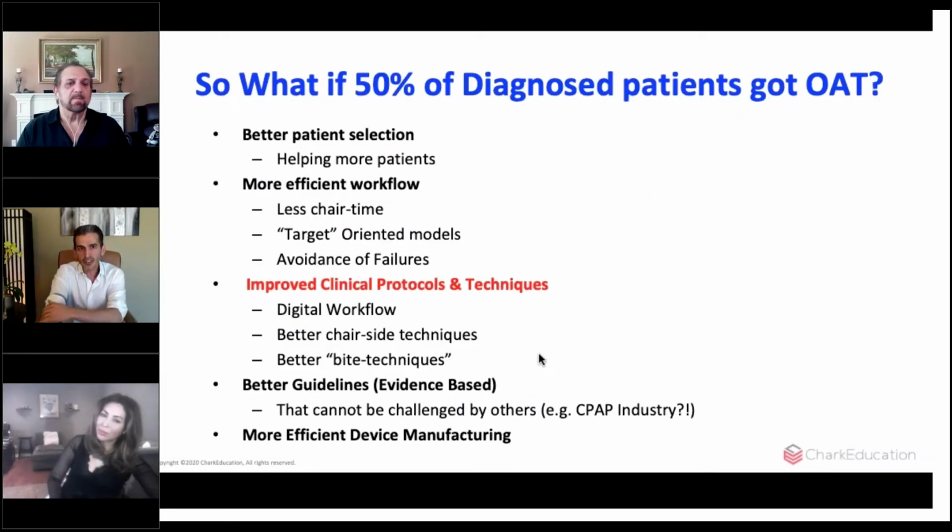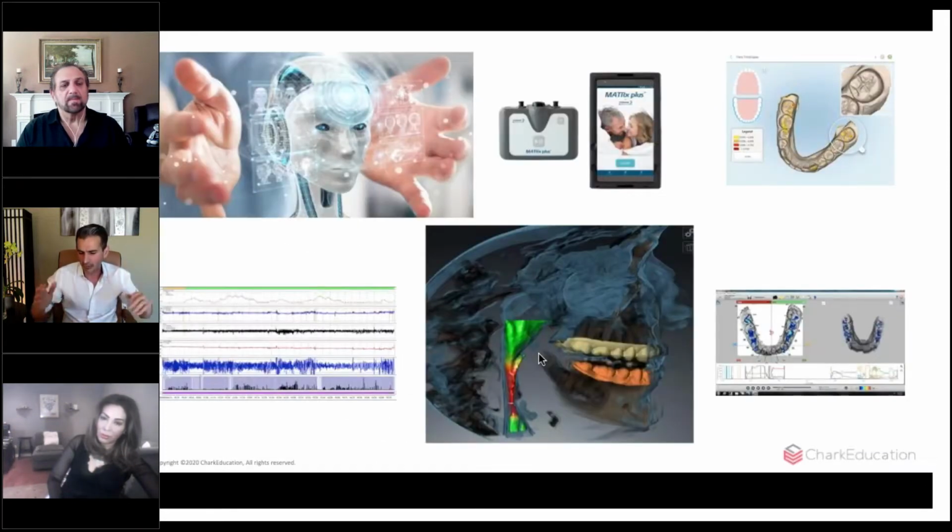In a sense, if we were going to treat 50% of people diagnosed with sleep apnea with oral appliances, what else do we need? It's the whole notion of be careful what we wish for. Are today's protocols good enough if we were to see 10 times more patients? With that being said, I'm just going to get right into it.